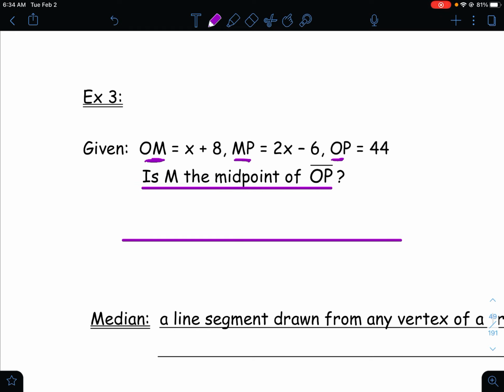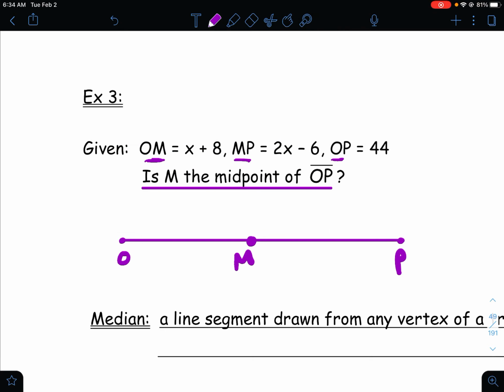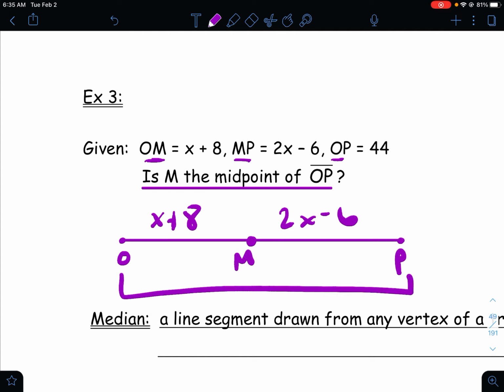So what that means is we're going to have a line segment, OP. All right. And let's put M here. All right. We know it's going to be in the middle. We don't quite know if it is the midpoint. I should say we know it's in between. We don't know if it's the midpoint. Then they tell us that OM is x plus 8. And they tell us that MP is 2x minus 6. And then they tell us that OP is 44.